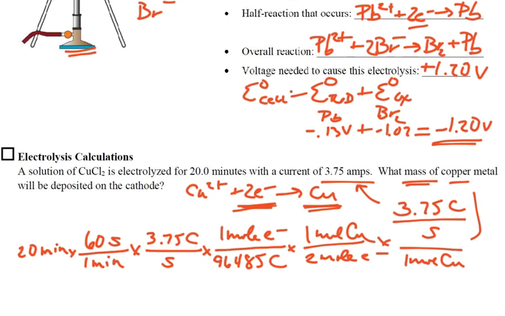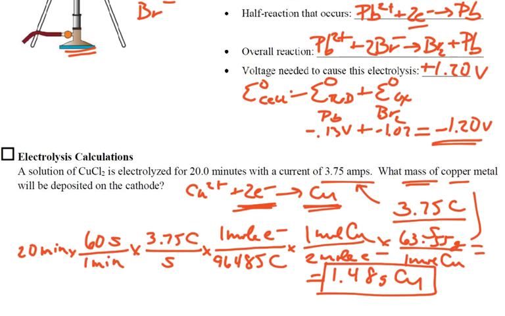And then finally, we just look on our periodic table and we see that 1 mole of copper metal is 63.55 grams of copper metal. So when we do all of this, we get an answer of 1.48 grams of copper. And that's our final answer, 1.48 grams of copper. And that's the quick check.